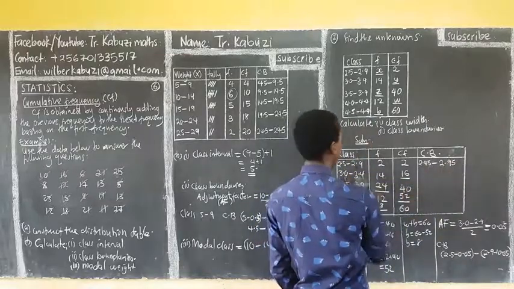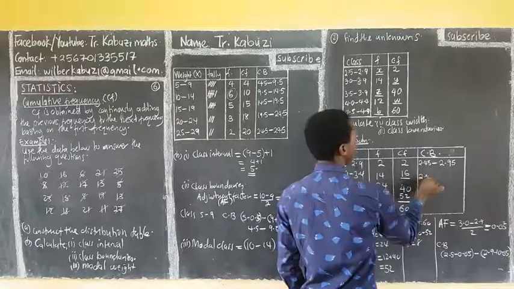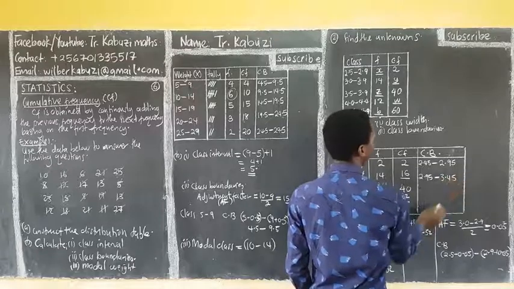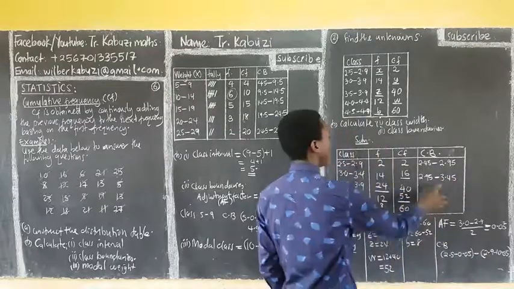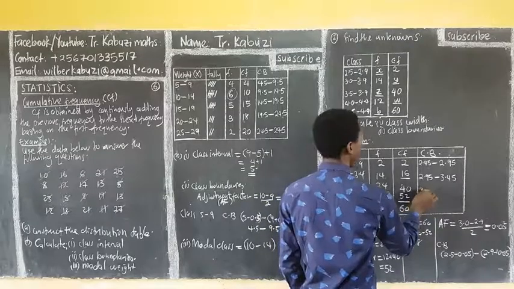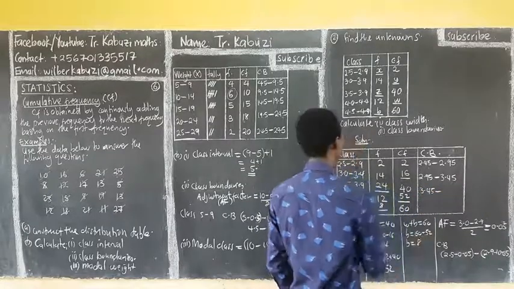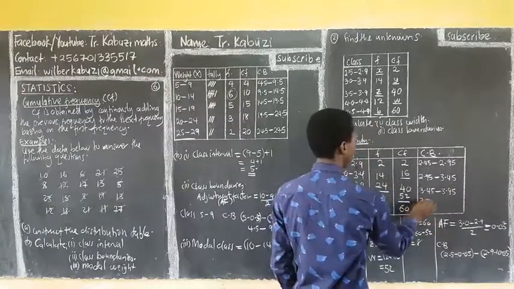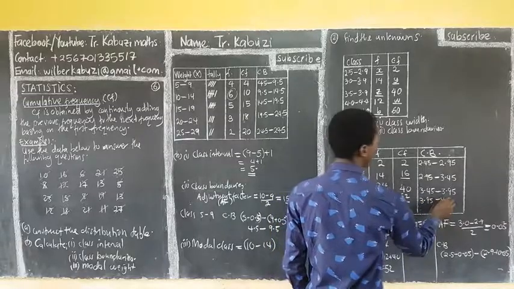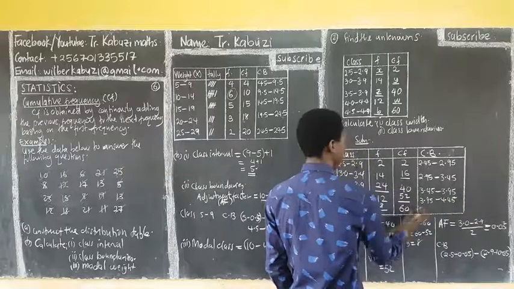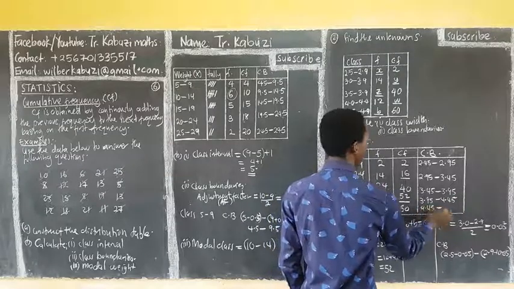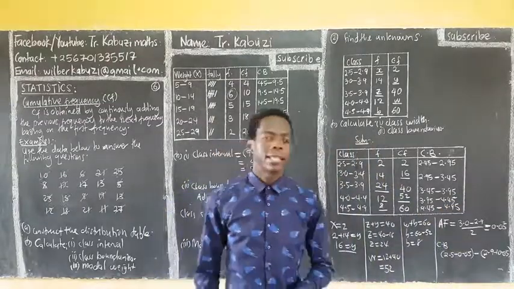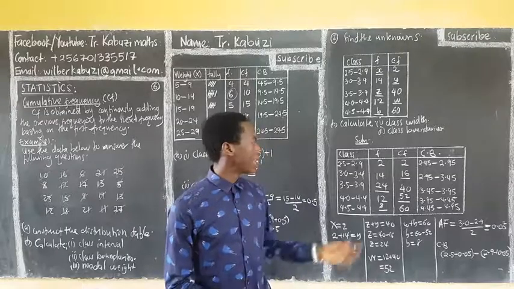This one is going to be the lower here, 2.95. Then when you add here, you get 3.45, when you add this 0.05. This one is going to be the lower here. Then the same here, then this one is going to be 4.45 to 4.95. So remember, that's how you get the class boundaries, that's how you get the class interval, and so on.